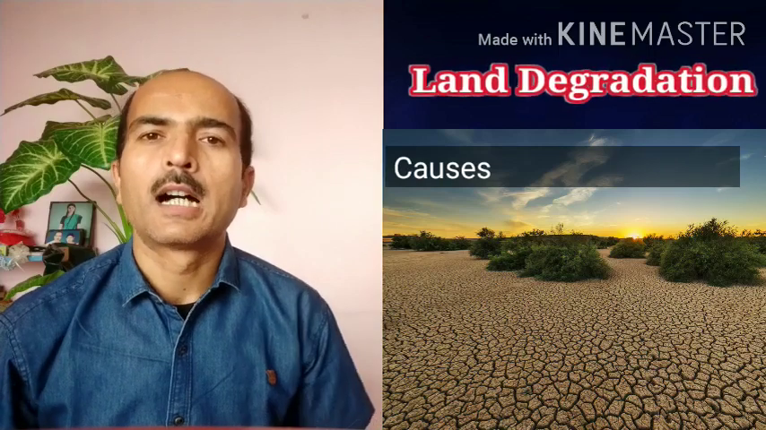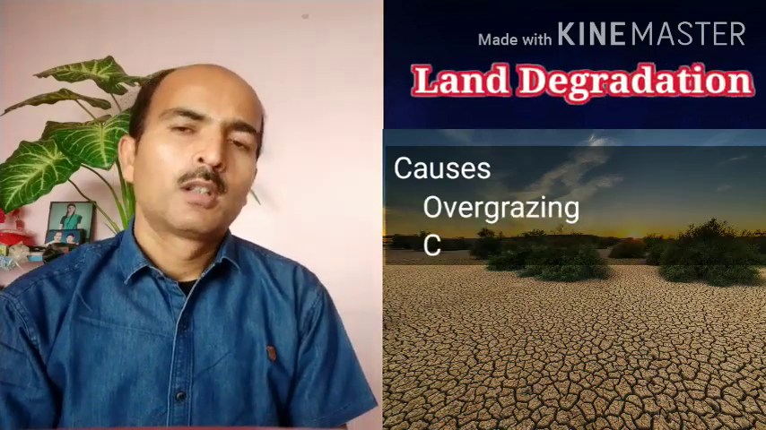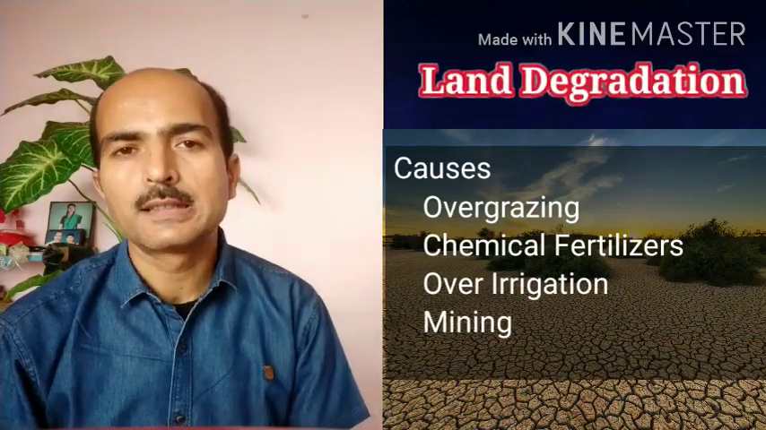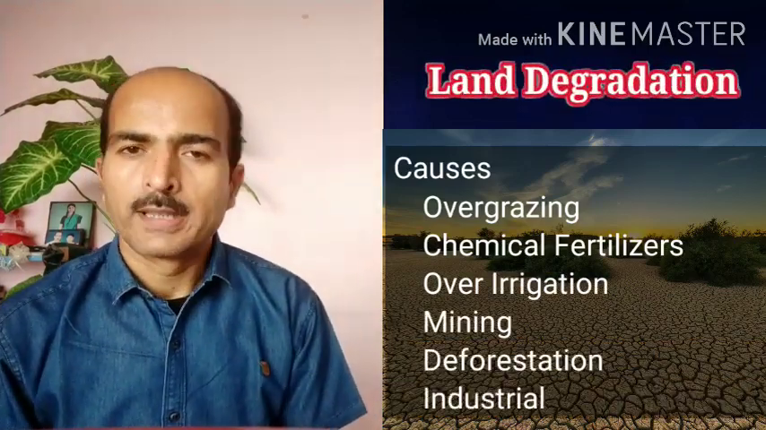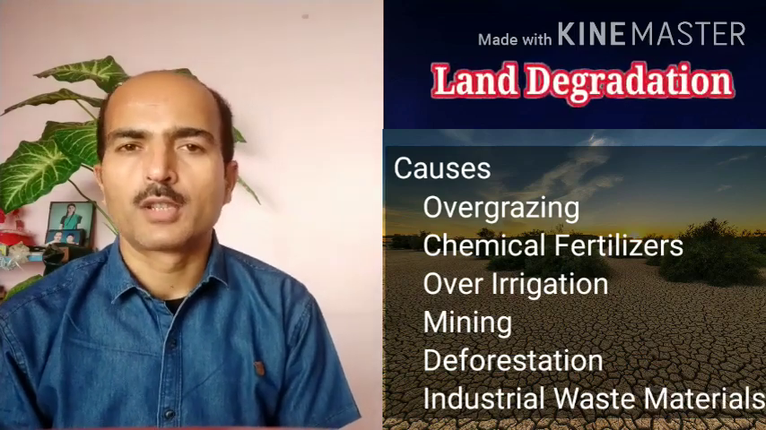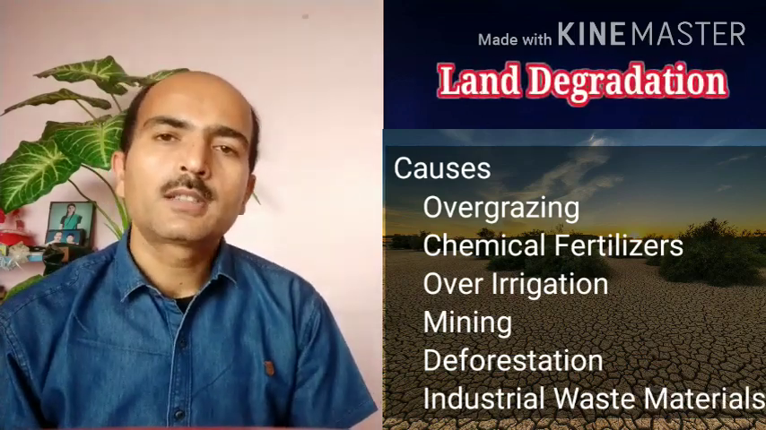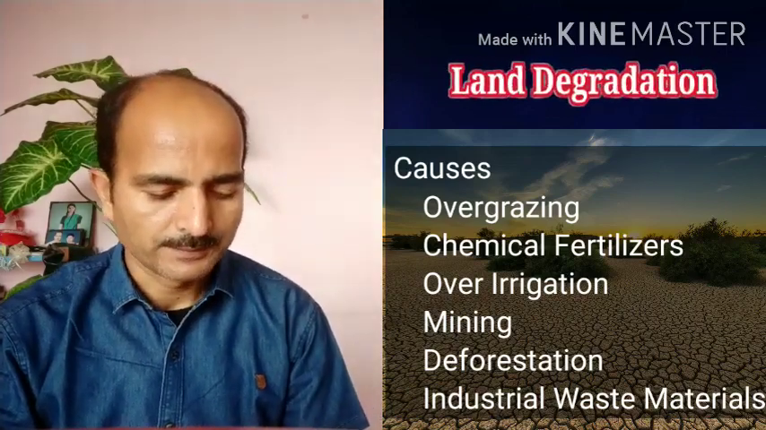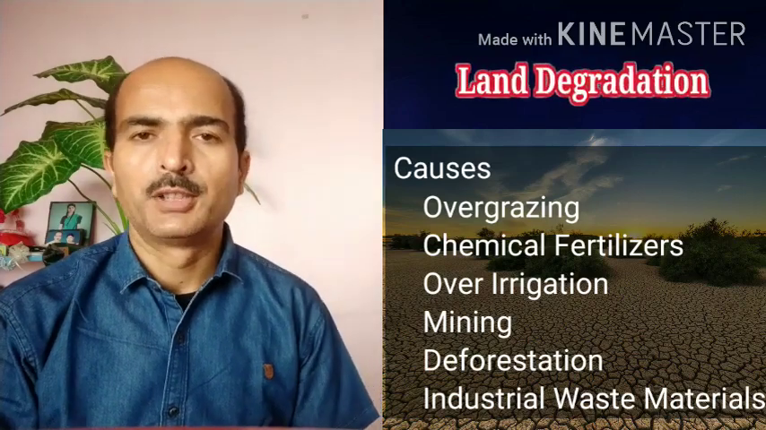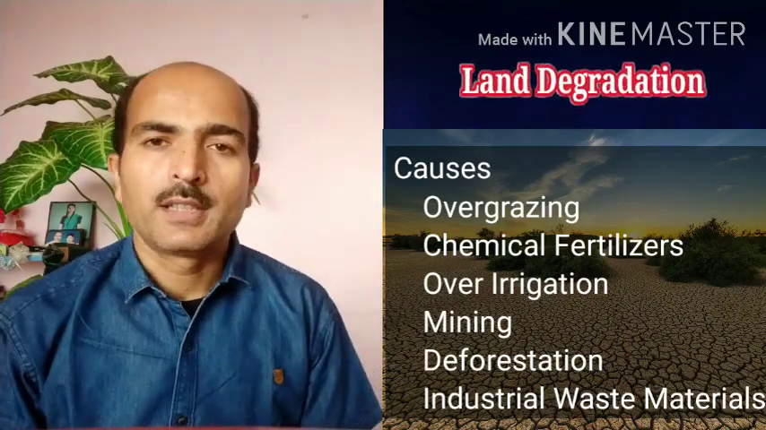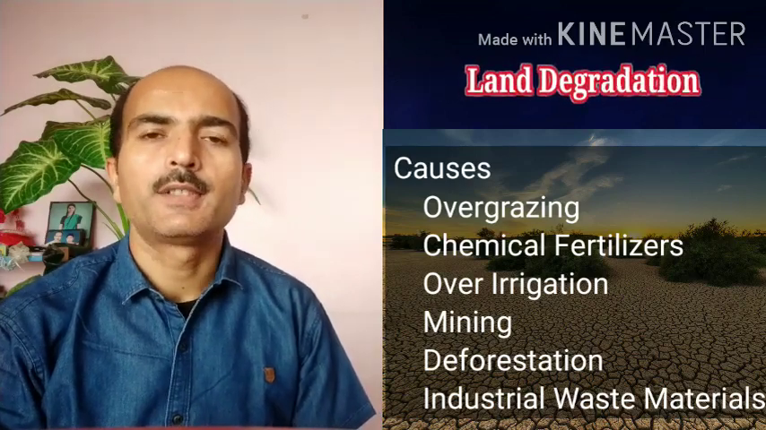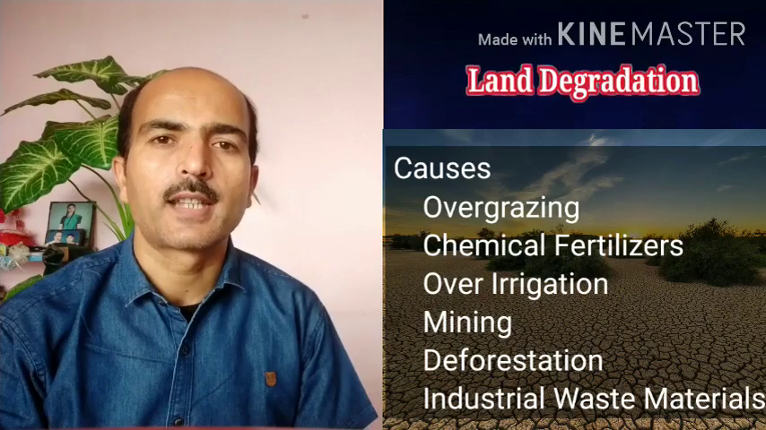If we talk about the causes of land degradation, there are several. Overgrazing, excessive utilization of chemical fertilizers, over-irrigation, they all are different causes of land degradation. In some areas, mining is also an important cause of land degradation. In the states of Jharkhand, Madhya Pradesh and Odisha, mining has been the main cause of land degradation. Due to mining, excessive deforestation has occurred in these areas.